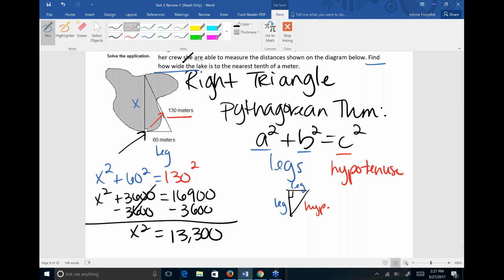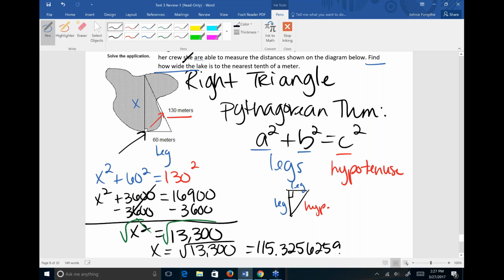And then it's x squared. So to solve for x, we're going to take the square root of both sides. So we have x equals whatever the square root of 13,300 is. And we're going to use our calculator to find that answer. And so we end up with 115.325659.